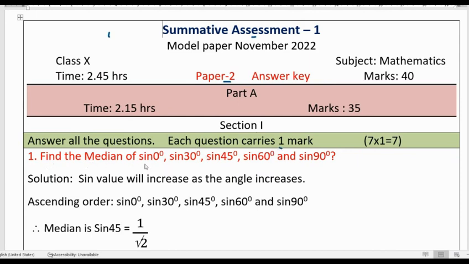First question, find the median of sin 0, sin 30, sin 45, sin 60 and sin 90. To find the median of these values, we have to arrange them in the ascending order and the middlemost value will be the median. So sin 45 is nothing but the median, which is 1 by root 2.